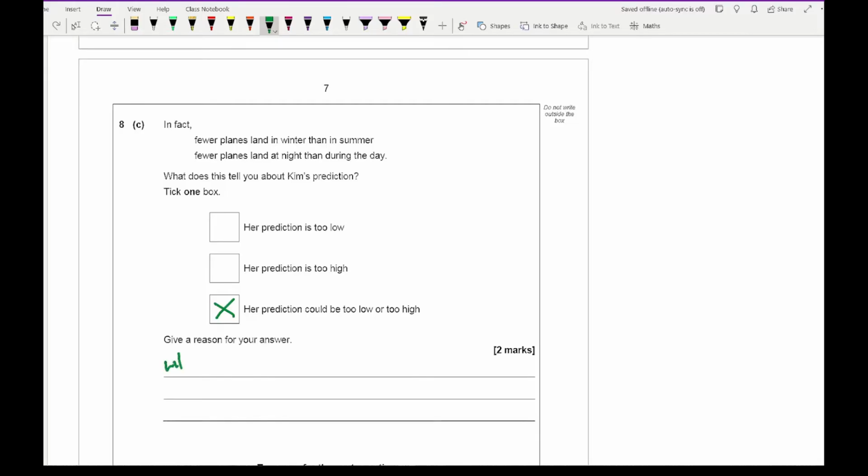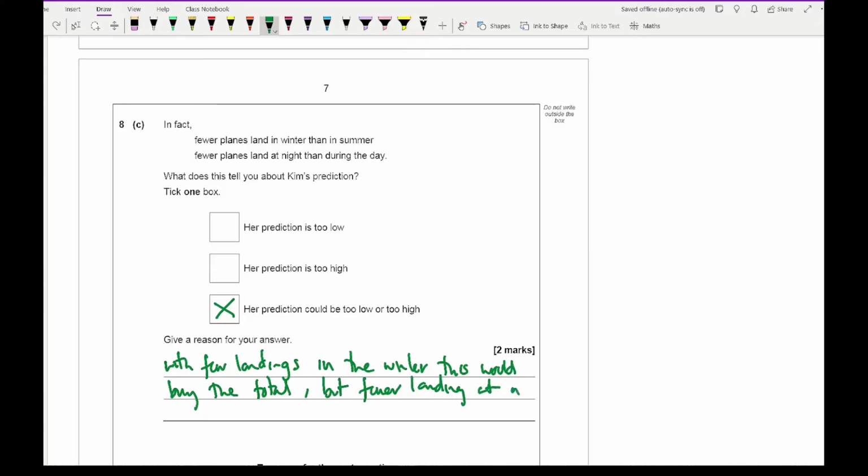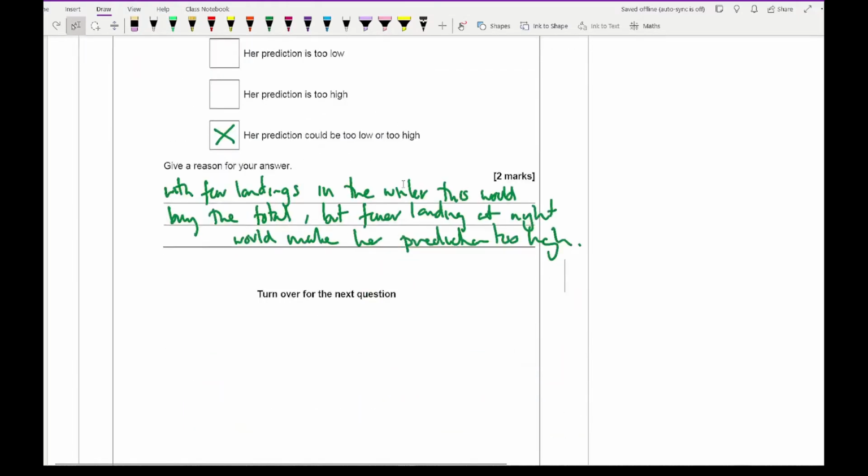So with fewer landings in the winter, this would bring the total down, but fewer landings at night would make her prediction too high. So something along those lines would be absolutely fine.